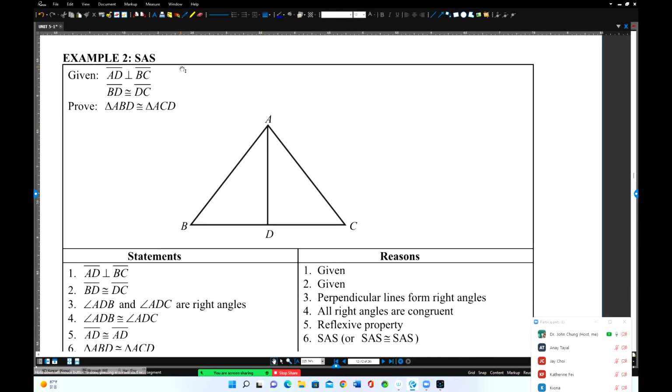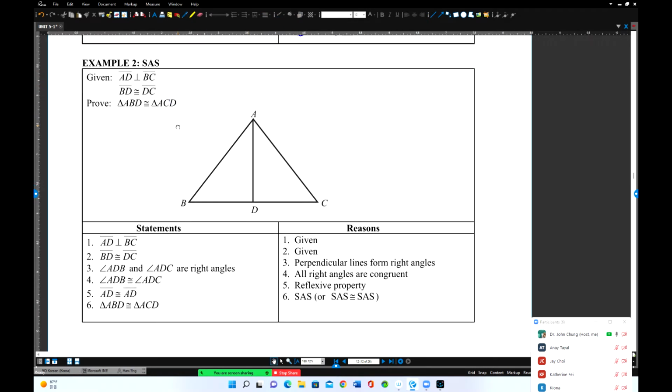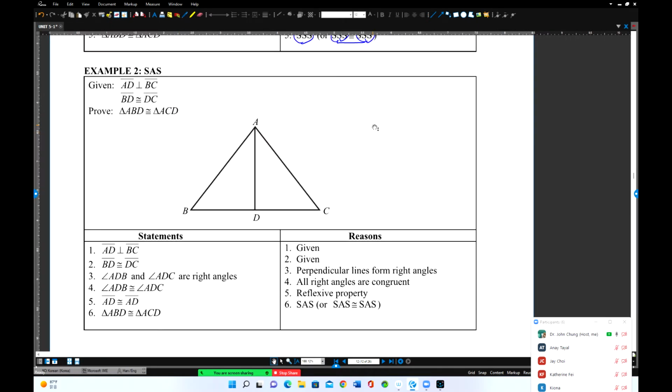That's the given. I'm going to make it small. AD is perpendicular to BC. This is AD perpendicular to DC. It's going to be a right angle, right? And BD is congruent to DC. This is already one side done.